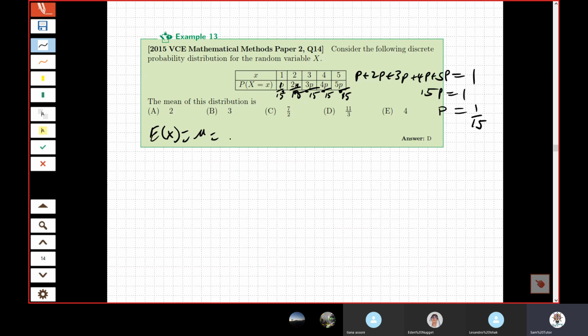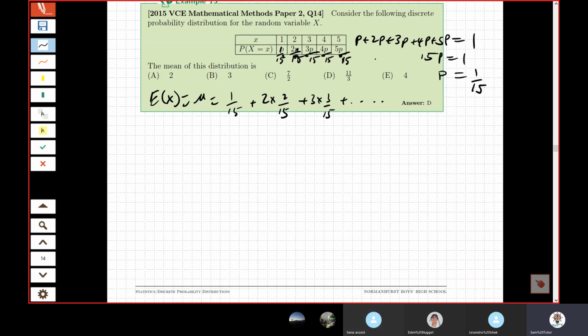To find your expectation, that's very easy. 1 times 1 on 15 plus 2 times 2 on 15 plus 3 times 3 on 15. I think you guys get the idea. After that, the answer should be D. All good? So just keep that in mind. Don't forget your 2 conditions.